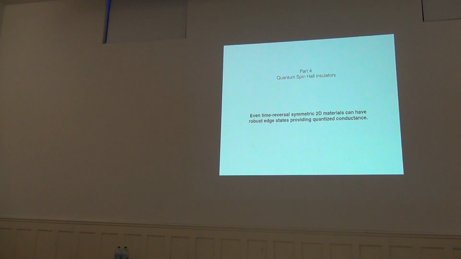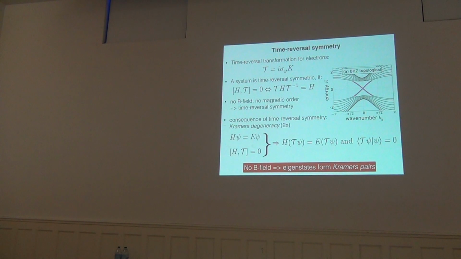So far, talking about Chern insulators, I was saying that to get that physics, you need time reversal symmetry breaking. But here I'm making the claim that even if you don't break time reversal symmetry, you can have edge states and robust quantized conductance. And I don't want to go into much detail. So of course, one important detail or concept is time reversal symmetry.